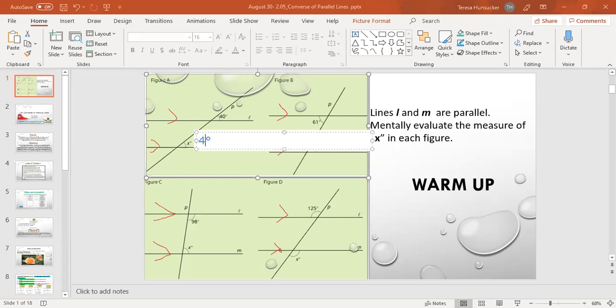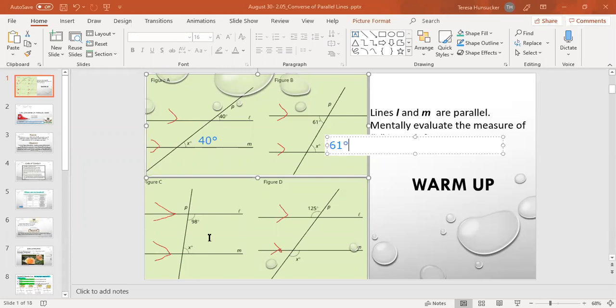All right, here we go. That should work. All right, so now the lines are parallel. We're trying to prove that alternate interior angles are congruent. So if parallel lines are cut by a transversal, then alternate interior angles would be congruent. So this would also be 61 degrees.